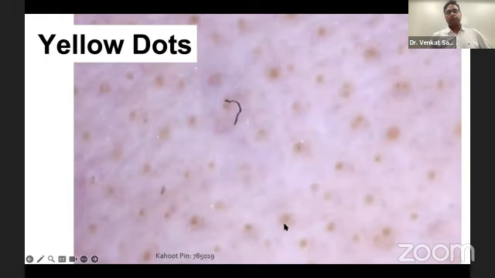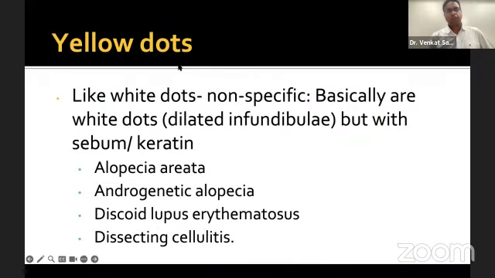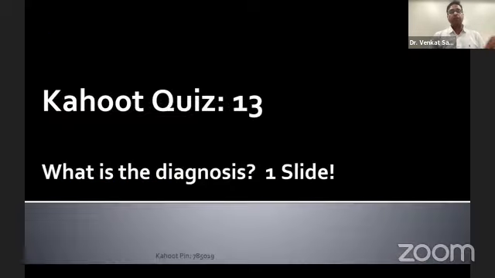This is an example of alopecia areata where the follicular infundibulum becomes plugged with sebum and keratin, and this causes the formation of yellow dots. Again, this is non-scarring because the yellow dots are fairly evenly distributed. You're not seeing much in the way of a scar, though this patch has some suggestion of it, but overall they're pretty evenly distributed. Like white dots, yellow dots are non-specific, basically dilated infundibula with sebum or keratin. They're seen in alopecia areata, but can be seen even in androgenetic alopecia, DLE, dissecting cellulitis, etc. So none of these are specific findings.